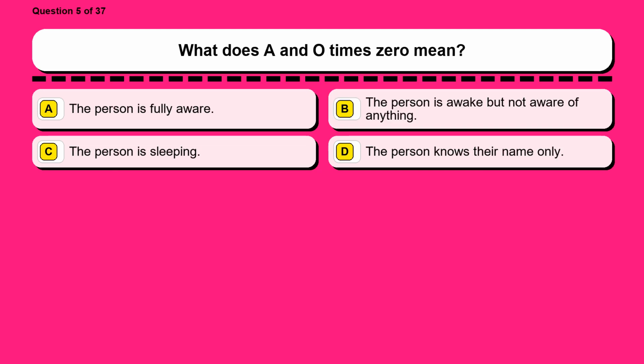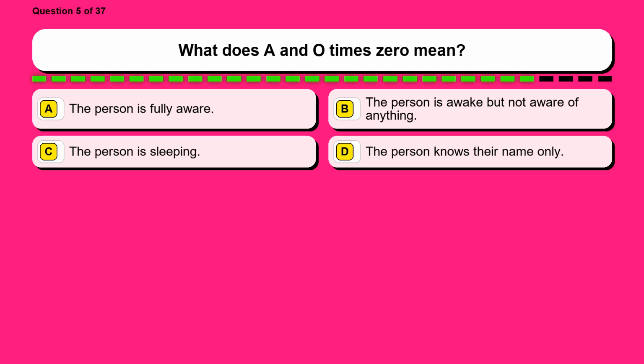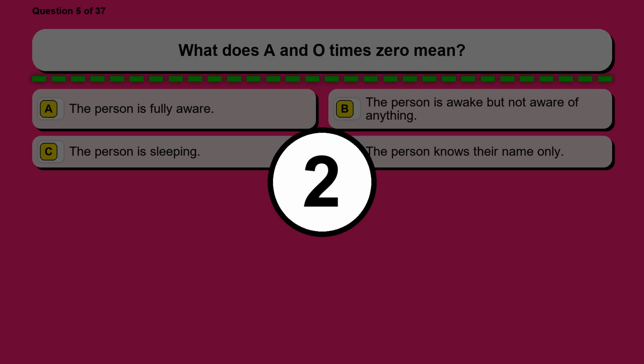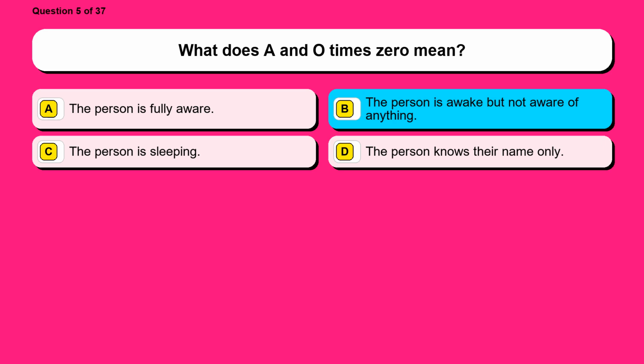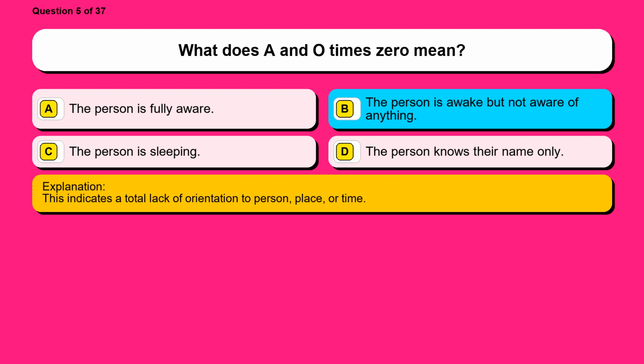Question 5. What does A&O times 0 mean? Option A. The person is fully aware. Option B. The person is awake but not aware of anything. Option C. The person is sleeping. Option D. The person knows their name only. The correct answer is option B. The person is awake but not aware of anything. This indicates a total lack of orientation to person, place, or time.